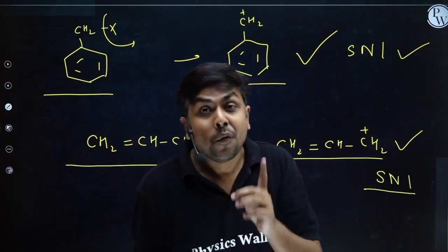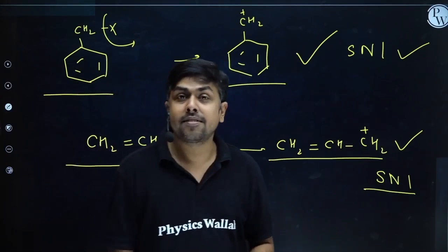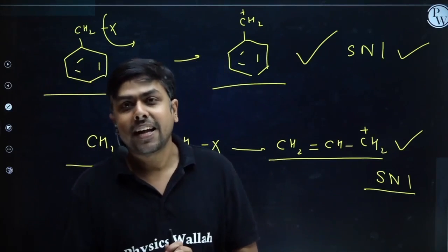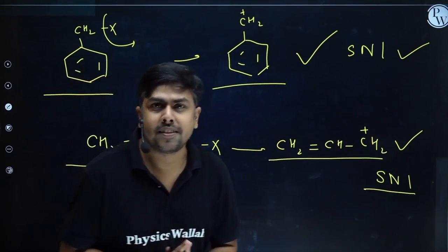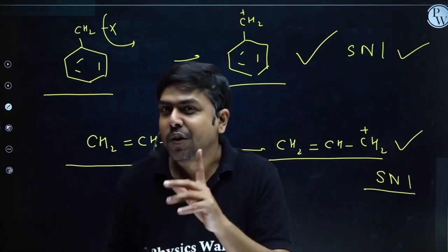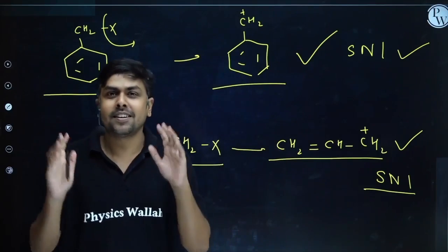If you see vinylic halide, phenyl halide or aryl halides, bridgehead alkyl halides, 1-degree alkyl halides, in such alkyl halides don't do SN1 reaction. Am I clear, student? Let's move ahead.